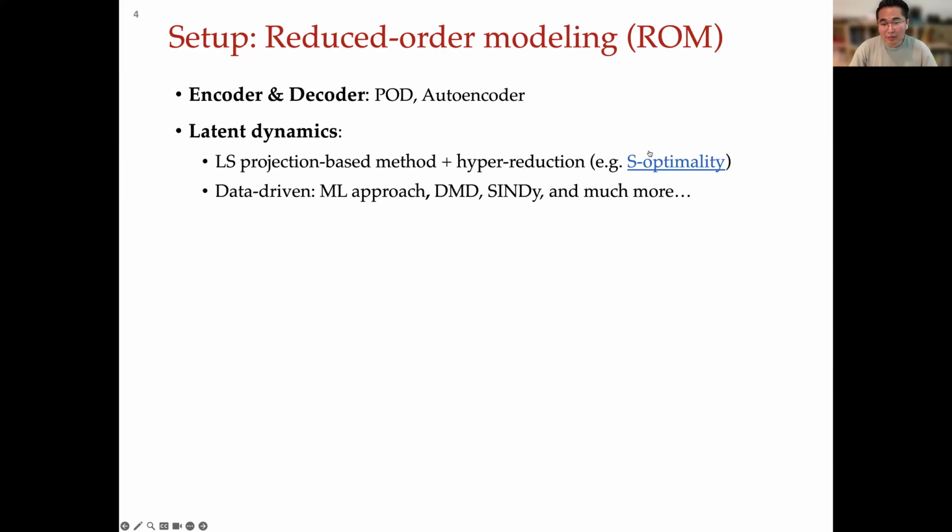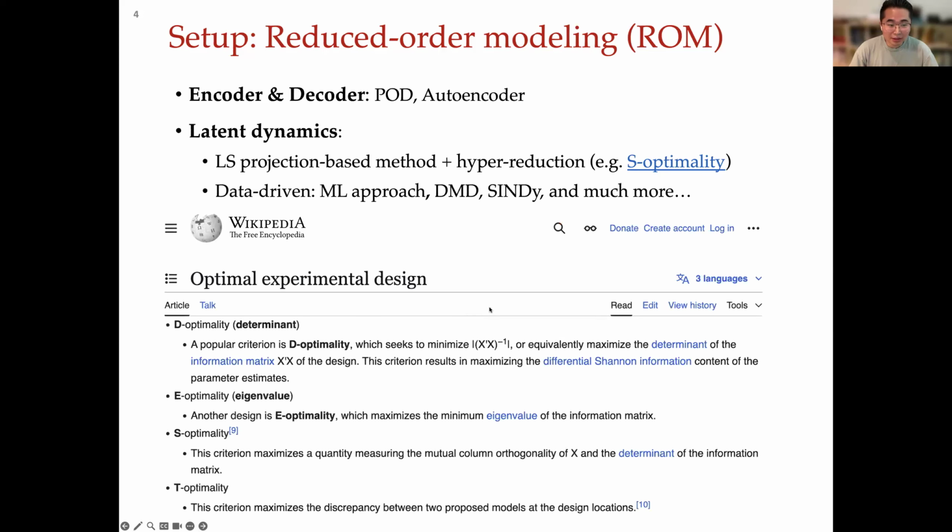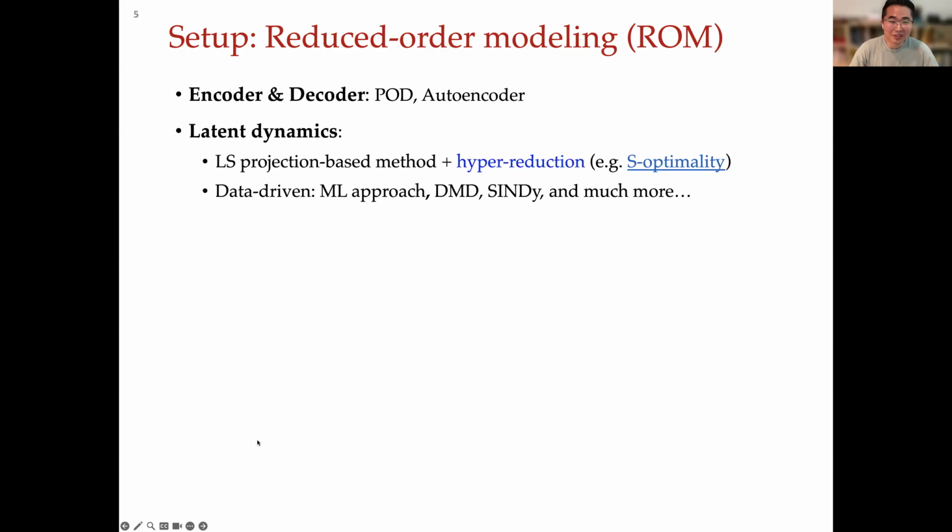And this is not the main part of the talk, but you may see this S-optimality is the one I developed. And someone might guess what S represents looking at my last name. And more recently, the data-driven approach uses machine learning and SINDy, etc. So a little bit about S-optimality: if you search optimal experimental design in Wikipedia, then this S-optimality is the one that I developed with Dongbin a long time ago.